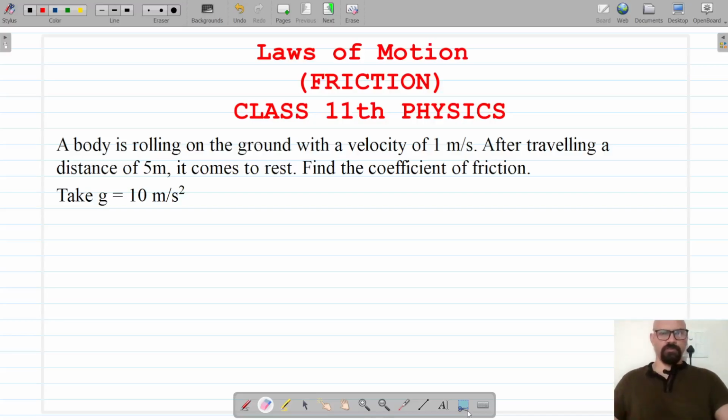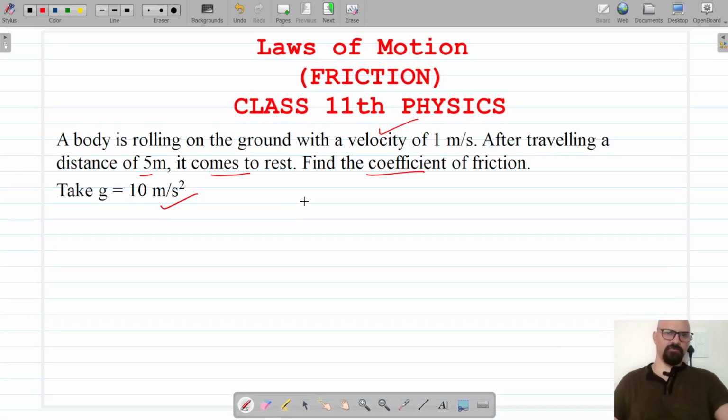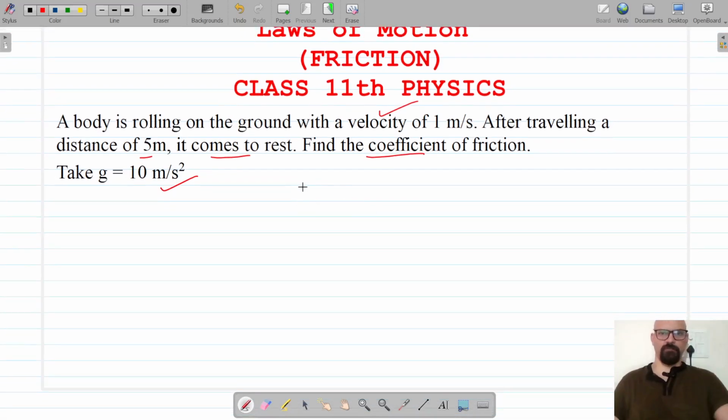Okay, for the next question, it's given that a body is rolling on the ground with a velocity of 1 meter per second, and after traveling a distance of 5 meters, it comes to rest. We have to find the coefficient of friction, and g is 10 meters per second squared.